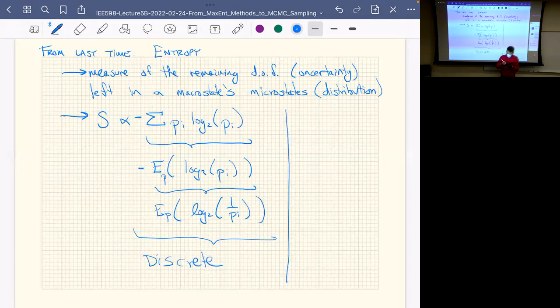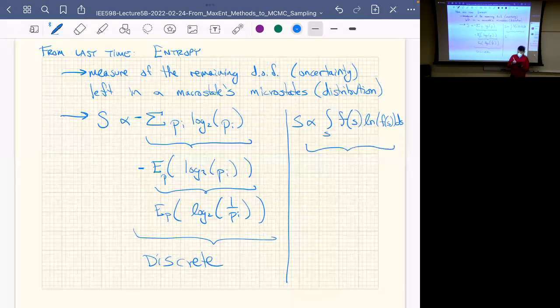And it also works for the continuous case, where this entropy is going to be proportional to the integral of the probability density function at the state times the natural log of the probability density function, integrated over all of the states. And this also can be represented as an expected value.